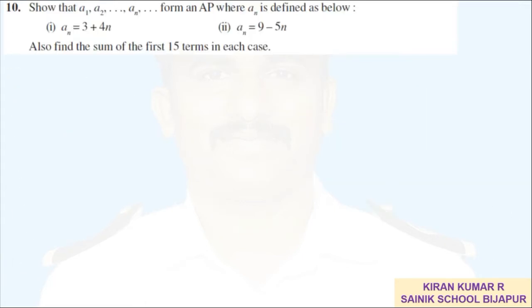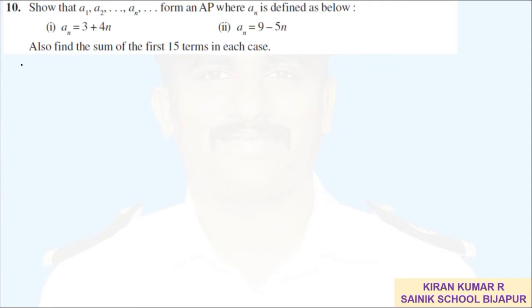Question 10. Show that a1, a2, so on till an form an AP where an is defined as below. First one, an equal to 3 plus 4n. Second one, an equal to 9 minus 5n. Also find the sum of first 15 terms in each case. First, let me check whether the given expressions are in the form of an arithmetic progression or not.